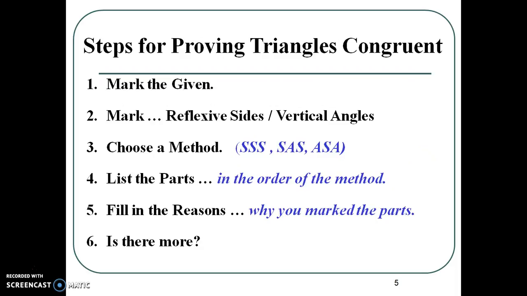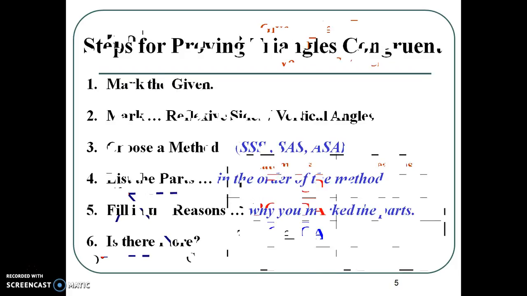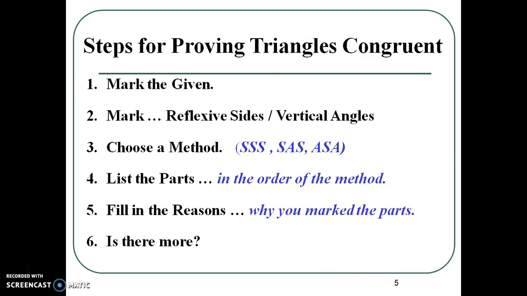Here are the steps for proving triangles congruent. You take what is given. The given is just the statement at the beginning. It is not something you have to prove. It is used as the base for which you will prove that the triangles are congruent. Then you mark your reflexive sides and vertical angles. You choose your method based on what you see. You list the parts in the order of the method. You fill in the reasons why you marked the parts.